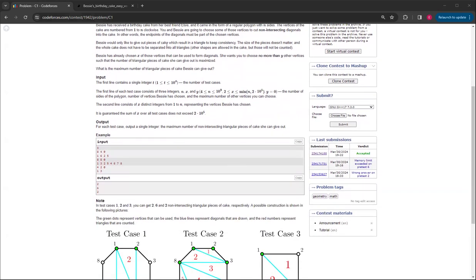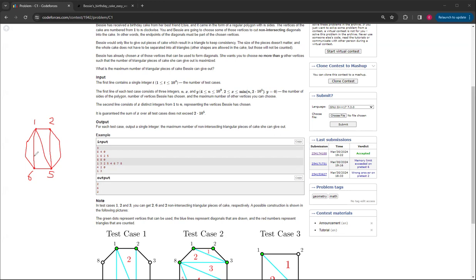Note that it's always a regular polygon. So for the first case, it's an octagon, x equals 4, and the different points will be 1, 2, 3, 4, 5, 6. These are the points that you can use for your diagonals. If you try making as many triangles as possible, you'll realize that you can make 2, which is how they get the 2.